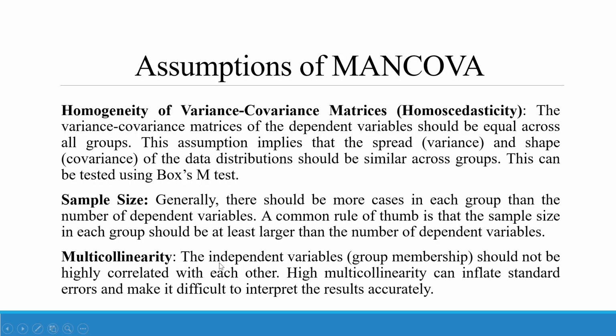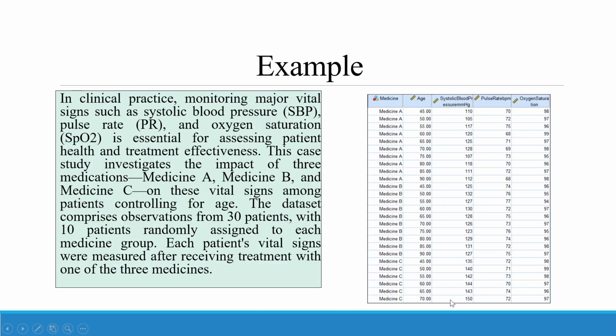Multicollinearity. The independent variables, that is the group membership, should not be highly correlated with each other. High multicollinearity can inflate standard errors and make it difficult to interpret the results accurately.